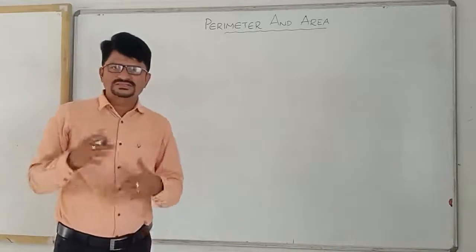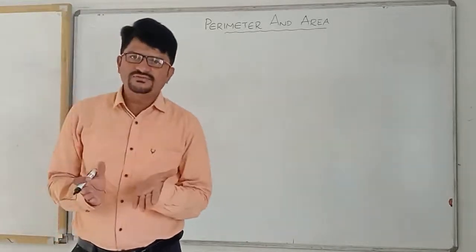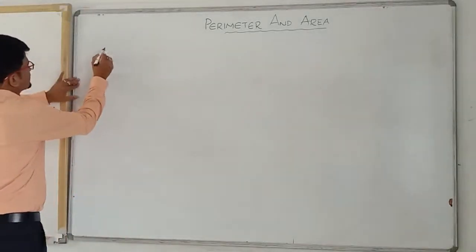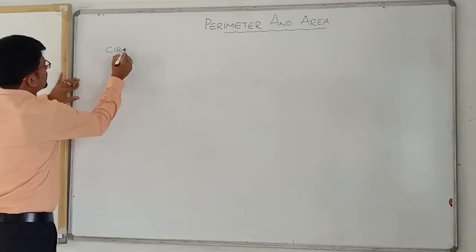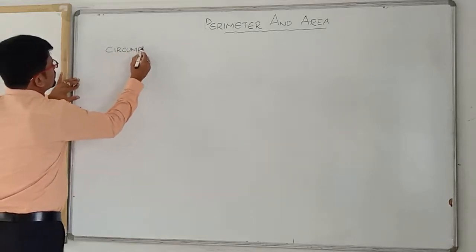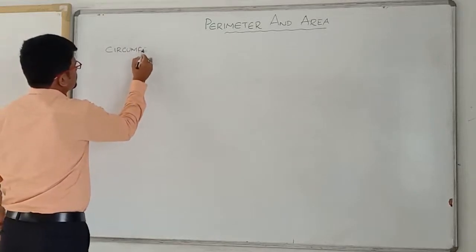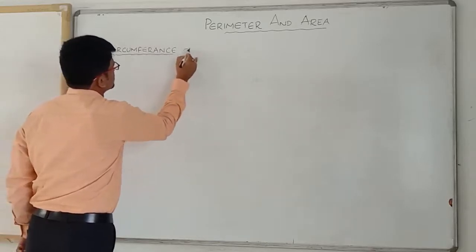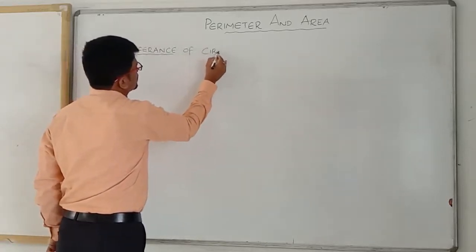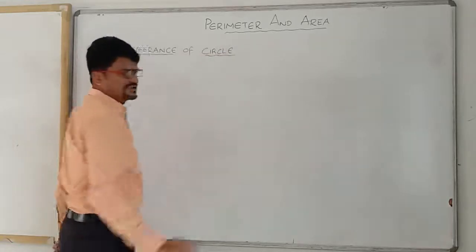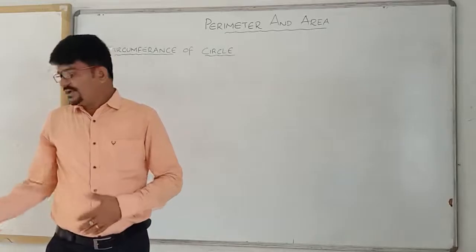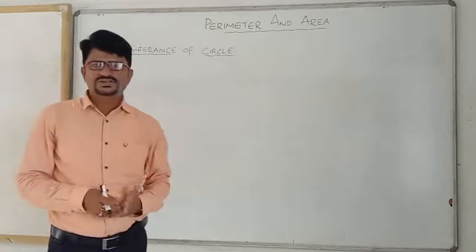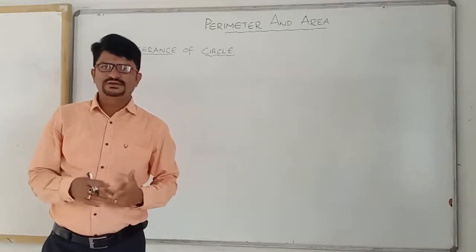Children, now we are going to discuss the circle, the area of the circle and the perimeter of the circle. First of all, circumference of a circle. Children, the remaining problems you need to complete in exercise 11.2. Now today we have started a discussion about perimeter of circle and area of circle.